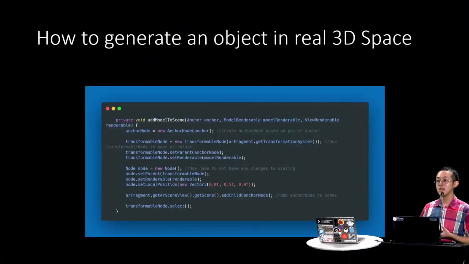Then lastly, you have addModelToScene. So you're actually adding the model to the scene. The model is your 3D object, which is here, the ModelRenderable. Here, ViewRenderable, this one is a 2D layout.